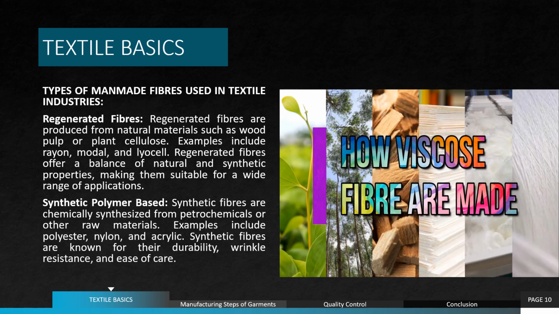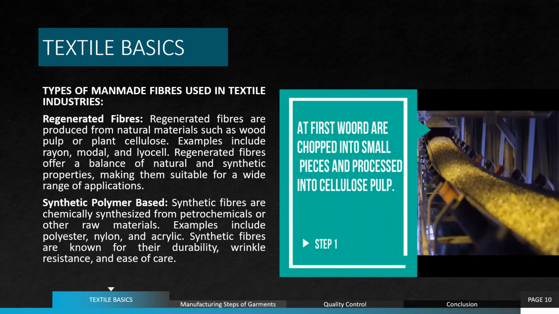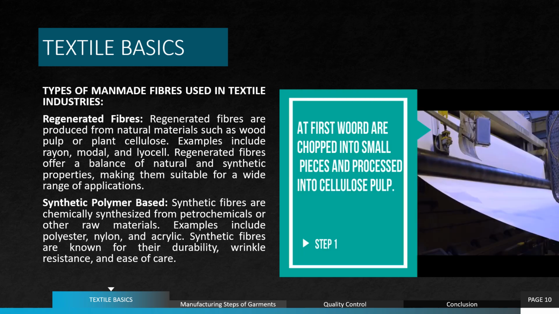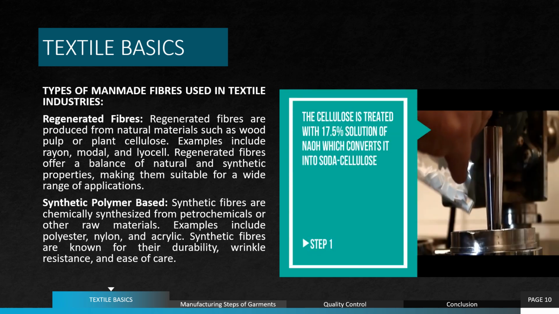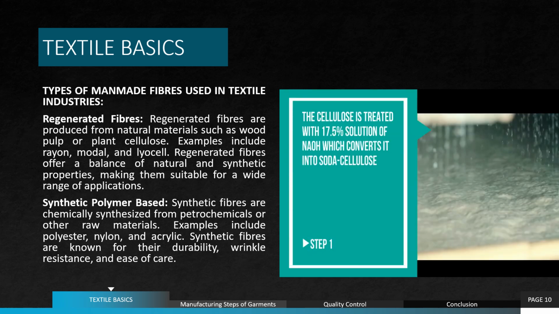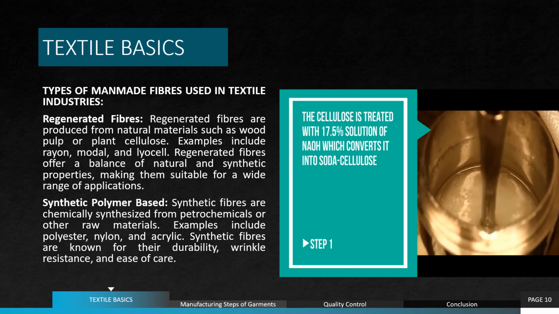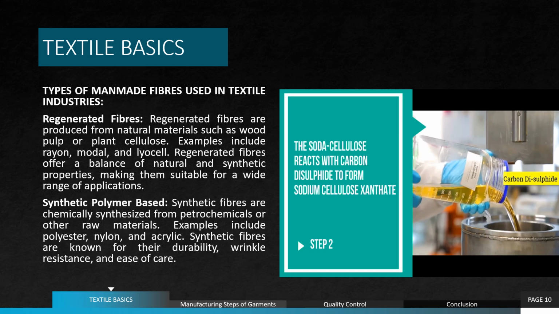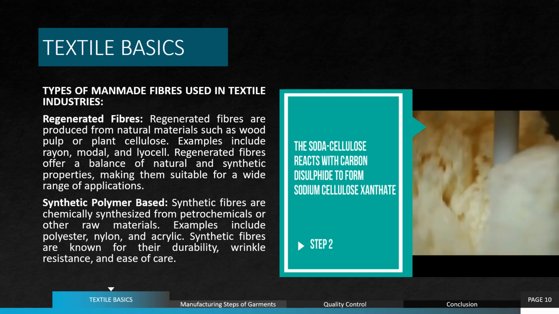How viscose fibers are made. 1. At first, wood is chopped into small pieces and processed into cellulose pulp. The cellulose is treated with a 17.5% solution of sodium hydroxide, which converts it into soda cellulose. 2. The soda cellulose reacts with carbon disulfide to form sodium cellulose xanthate.